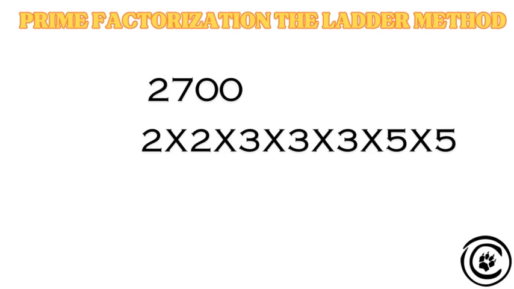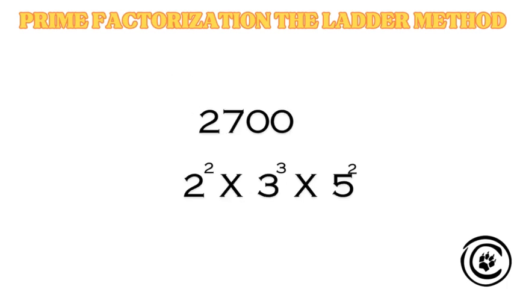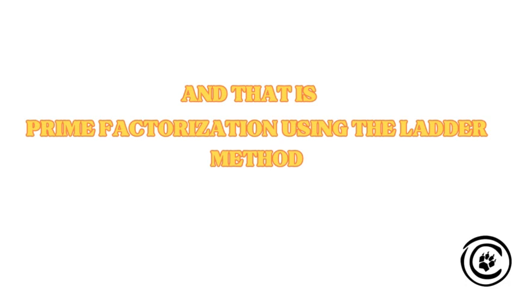So 2,700 equals all of the divisors multiplied together, which is 2 times 2 times 3 times 3 times 3 times 5 times 5, which simplifies to 2 squared times 3 cubed times 5 squared, which means the prime factorization of 2,700 is 2 squared times 3 cubed times 5 squared. And that is prime factorization using the ladder method.